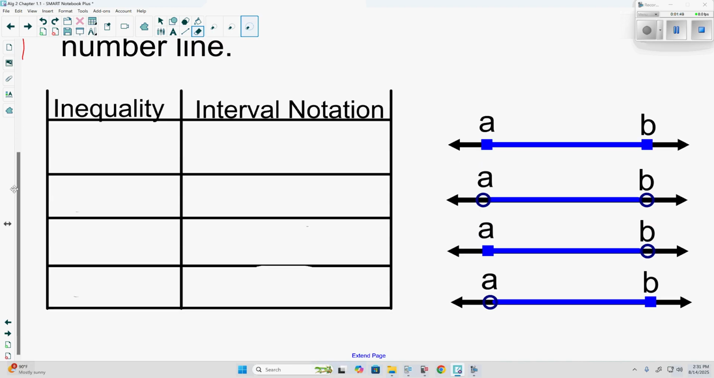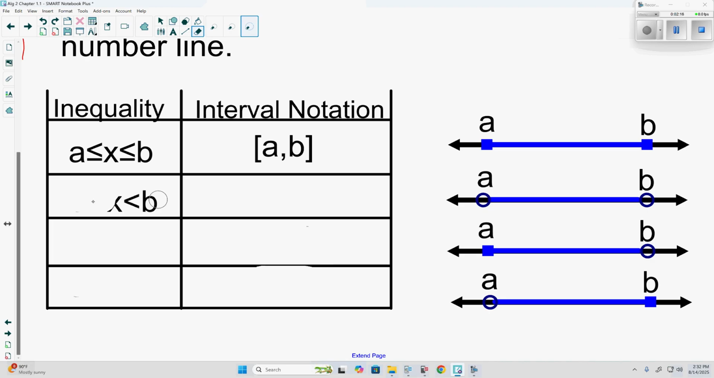Now, out of these 4 possibilities, the first inequality expression here is that A is less than or equal to X is less than or equal to B. As an interval, we're going to say bracket A, comma, B bracket. Brackets are around both, because we're saying that both endpoints are included, giving us this here.